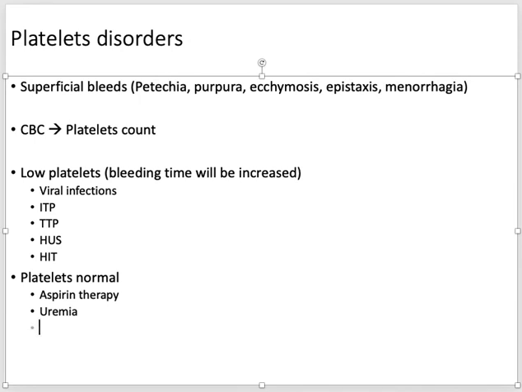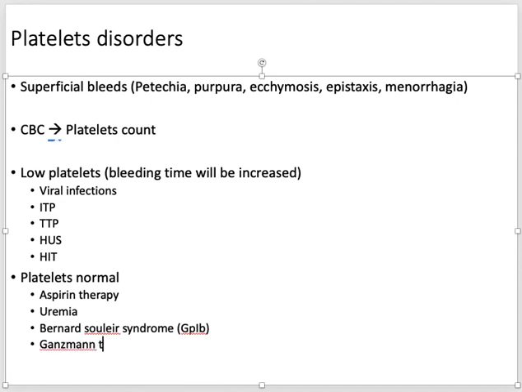Okay, I told you a condition called Bernard-Soulier syndrome, maybe the spelling is not correct. So in this one, what happened? There is a deficiency of glycoprotein 1B. These are the glycoproteins which are used to attach.